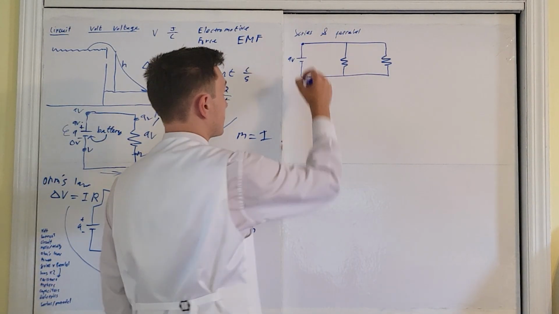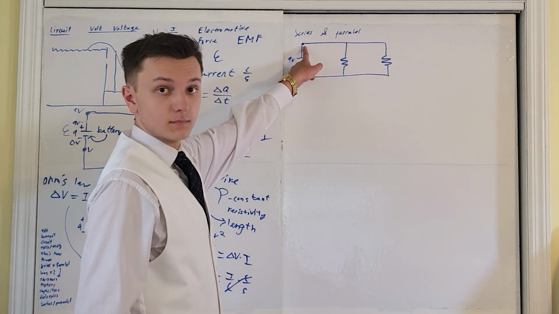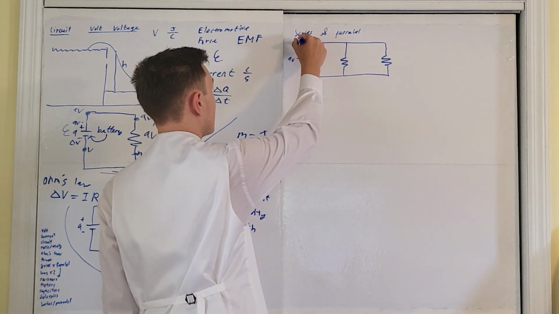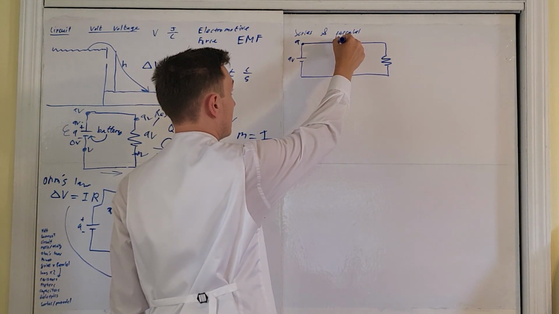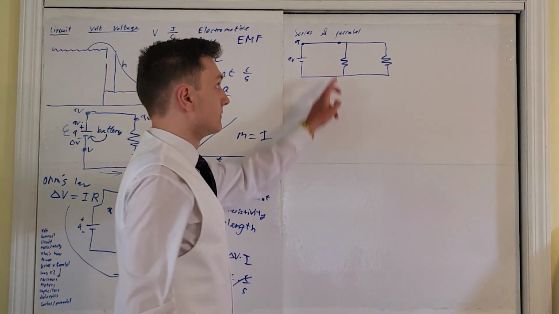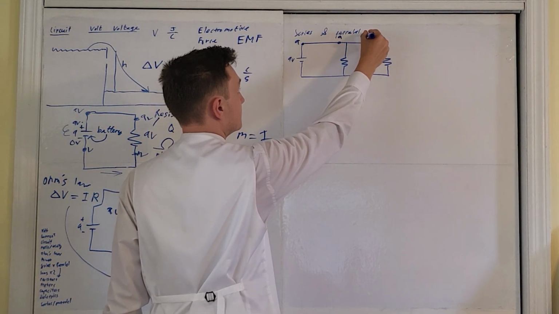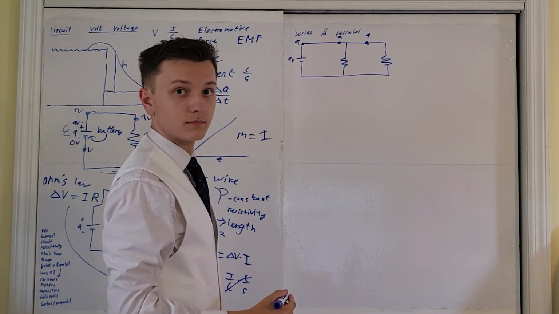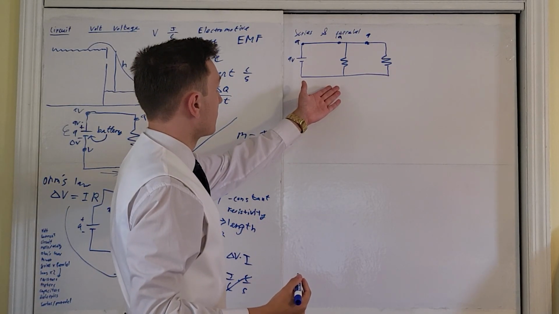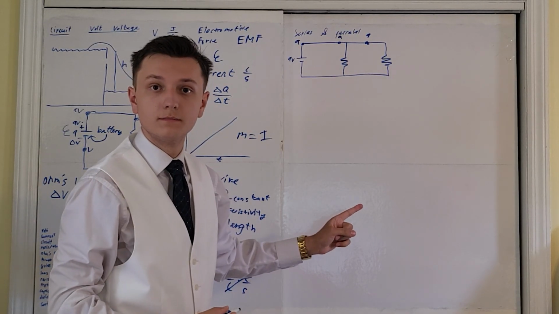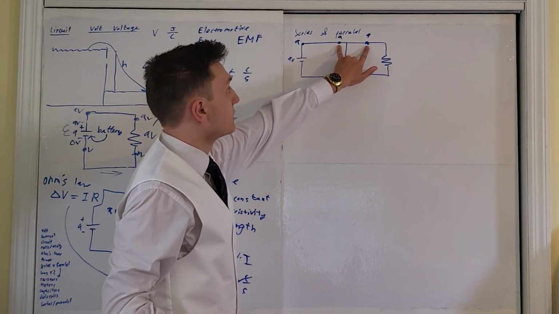What voltage do I measure right here? 9 volts. What voltage do I measure just before the resistor? 9 volts. What voltage do I measure right here? 9 volts. Why is that? Isn't there a component between them? No. There is no component between these two places.